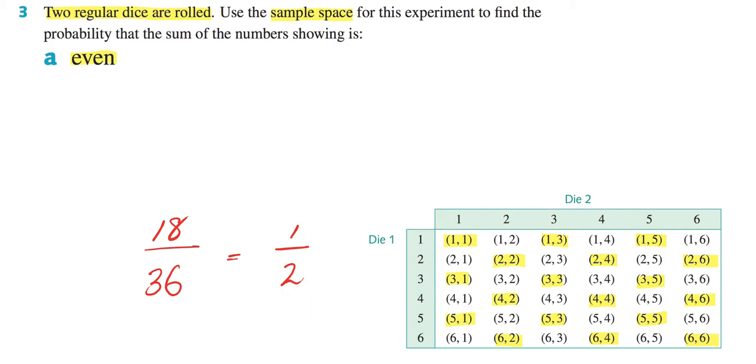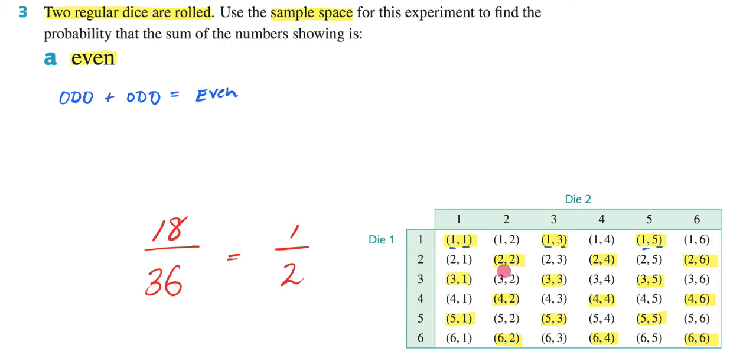Now, I just want to stop here for a second and show you another cool way of solving it. If we look at our first row here, you can see that I have 1 plus 1, and 1 plus 3, and 1 plus 5, and they're all giving me even outcomes. Hopefully you can notice that 1, 1, 1, 3, 1, 5, they're all odd numbers. So when I add 2 odd numbers together, the outcome will be even.